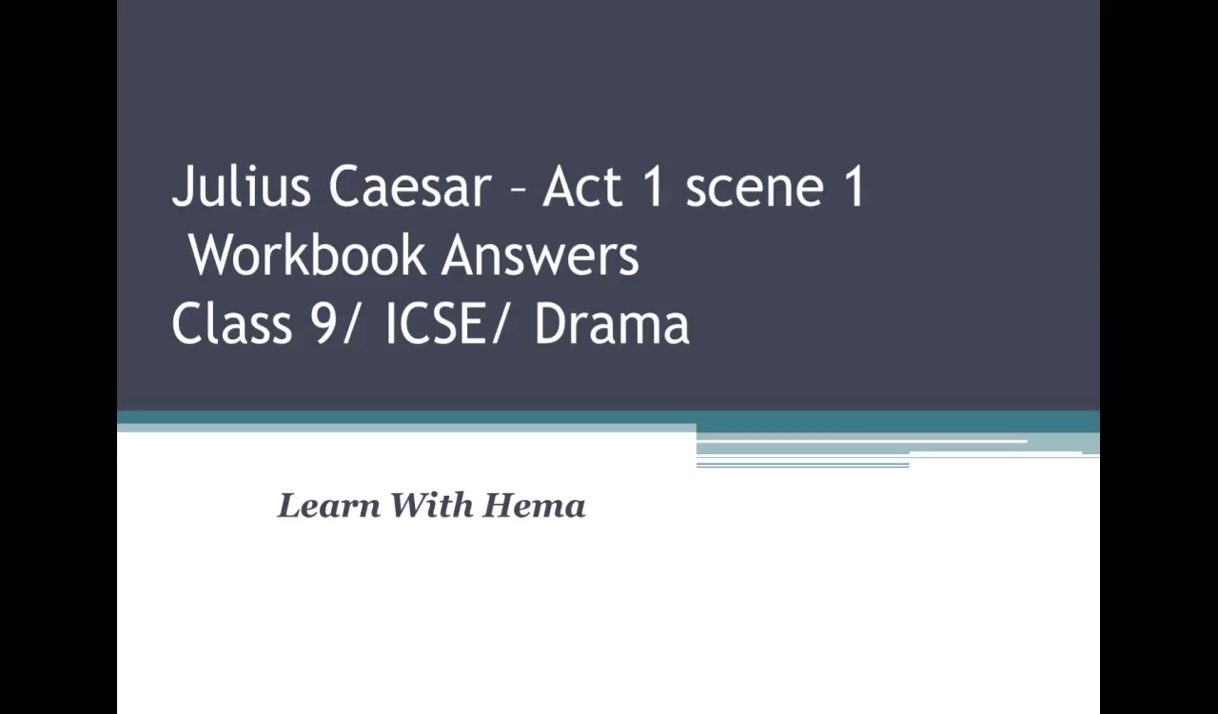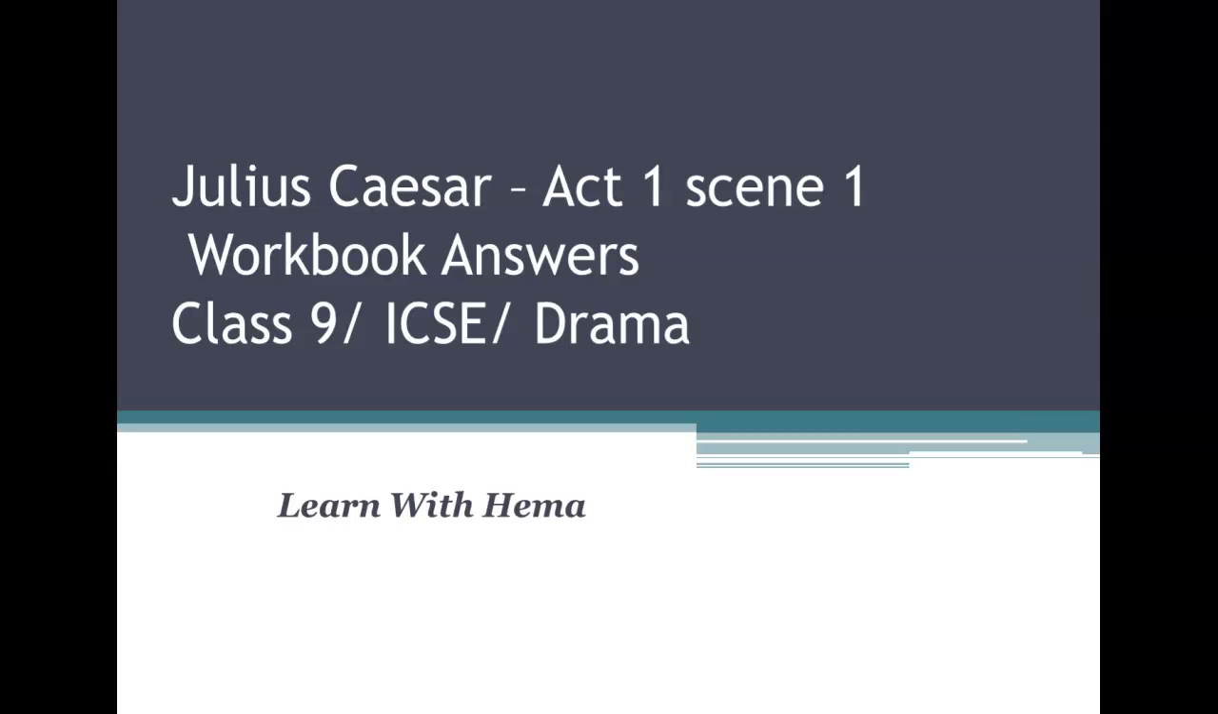So let's start quickly. Multiple choice questions. Question number 1. You have to select the correct option for each of the following questions. The first question goes, Flavius calls the commoners: A. Idle creatures, B. Foolish artisans, C. Good for nothing fellows, and D. Carpenters. So the correct answer is A, idle creatures. Second, the second citizen is: A. carpenter, B. cobbler, C. chef, and D. soldier. So the correct answer is option B, cobbler.